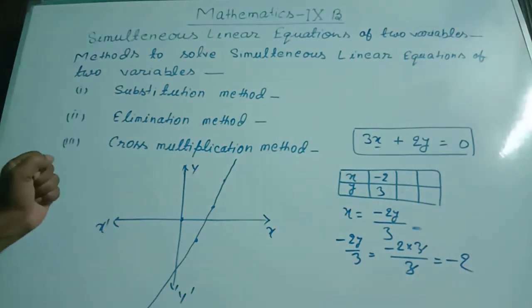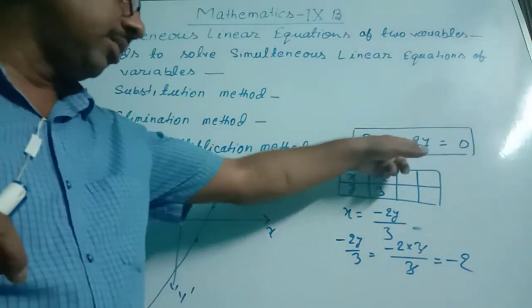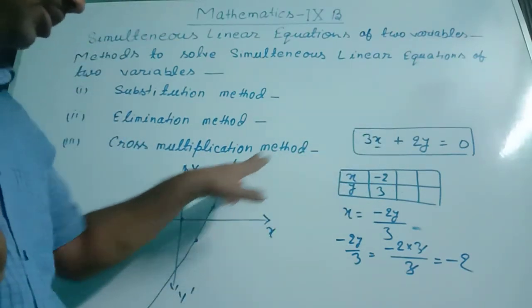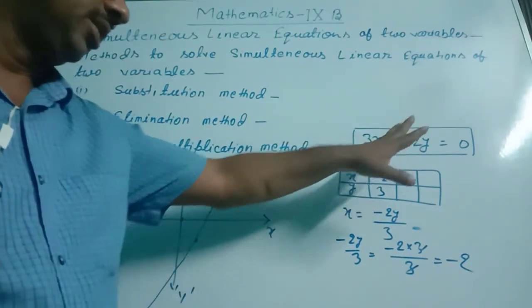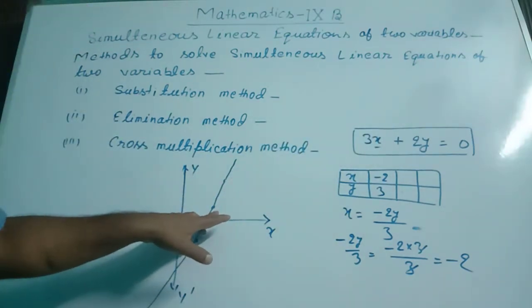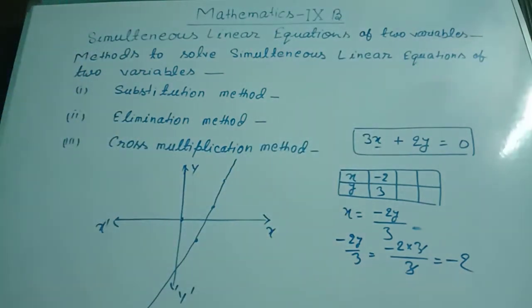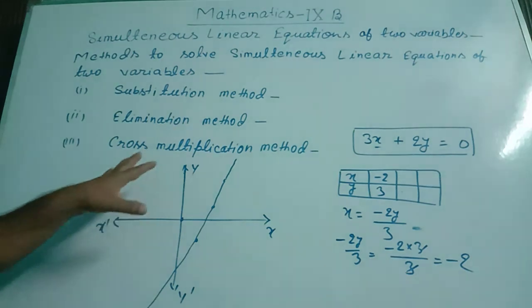Satisfy the linear equation in the sense that if we put the values of x and y for this point into the equation, it will be equal to 0. For this point also, if we put the values of x and y, we will get the equation equal to 0. It means the values of x and y satisfy the linear equation of two variables. So this was the graph work.